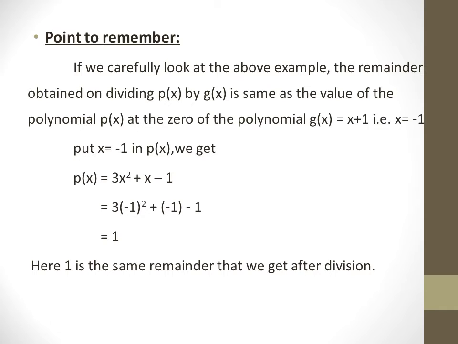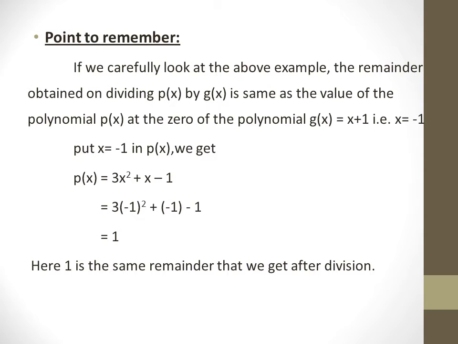Okay, what am I getting? 3 into minus 1 square. Minus 1 square is 1, plus minus 1 is minus 1, minus 1. So you will get 3 into 1, that is 3, minus 2. So 3 minus 2 is 1. Now you are getting the result as 1.